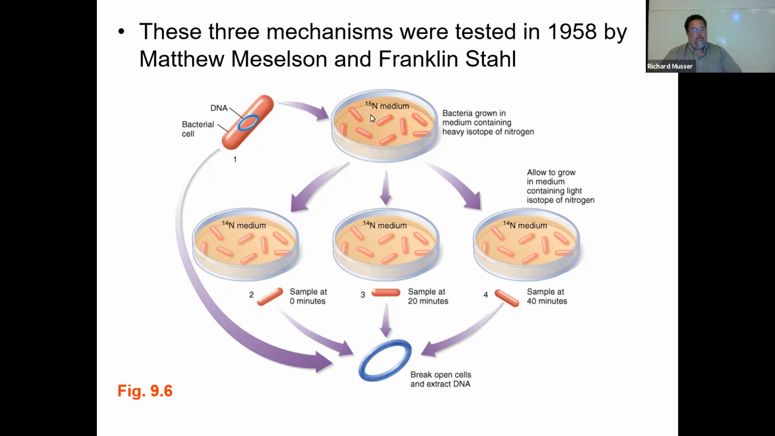So the bacteria grew with 15 heavy isotope of nitrogen. And so then they had DNA that would have this heavy extra neutron. And then you had other bacteria growing in the normal nitrogen. So you had bacteria growing in heavy and light, and then they could take out the samples and break the DNA open and extract the DNA from the bacteria and compare it.